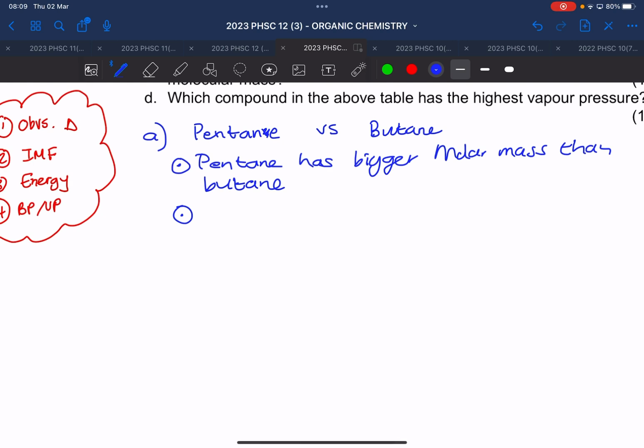Okay, so save me, Bookie. Which one has stronger forces, pentane or butane? It's more carbons, it's longer. So that's why it's stronger.